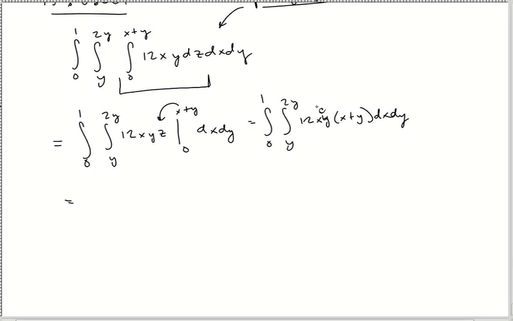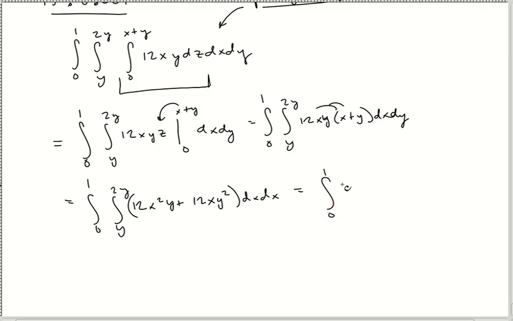Alright, to make a good integral, I think I'm going to distribute this guy right here. So 0 to 1, y to 2y of 12x squared y plus 12xy squared, again dx dy. So notice that the x's are coming next. Integrate your x's. So then we have 12x cubed y over 3 plus 12x squared y squared all over 2, from y to 2y, dy.